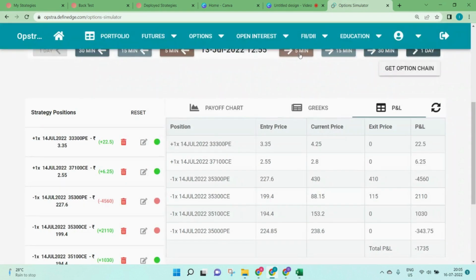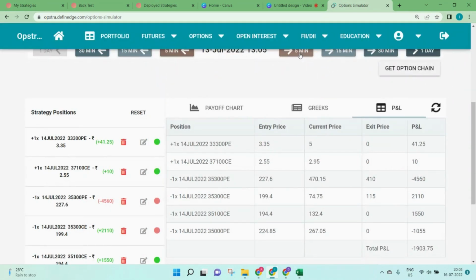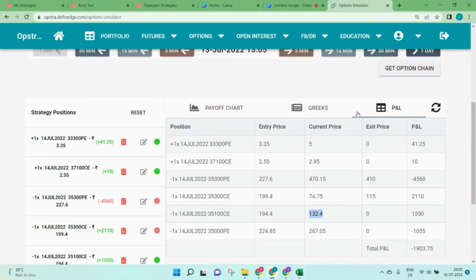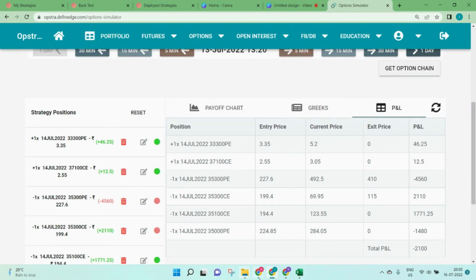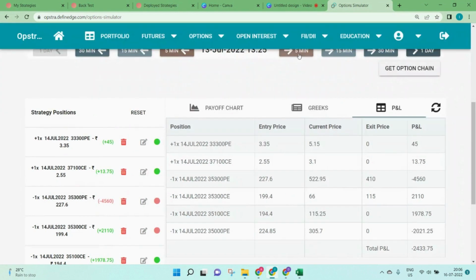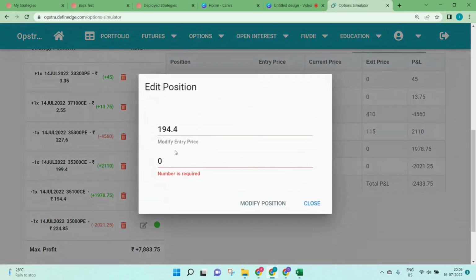So you move further. 132 CE. What is the level for CE? 116. So we have still time. Okay, here we have to do the exit. See, exit at 115.